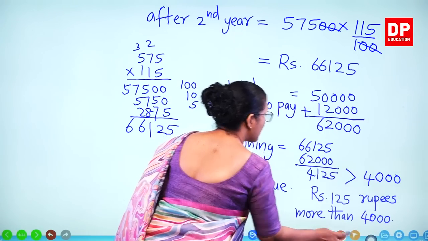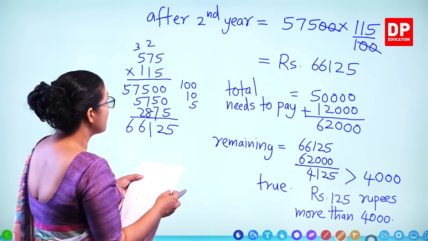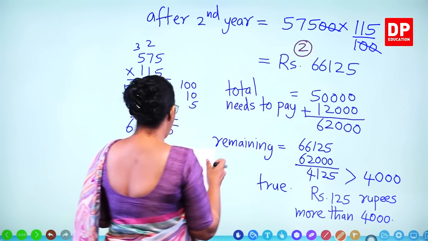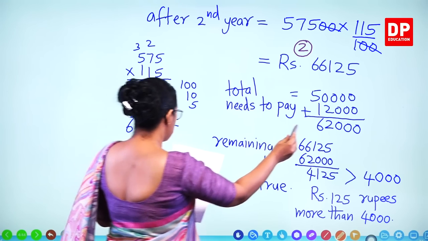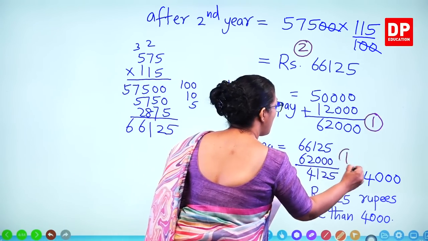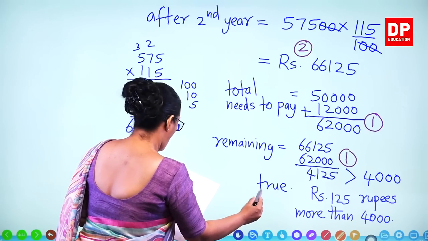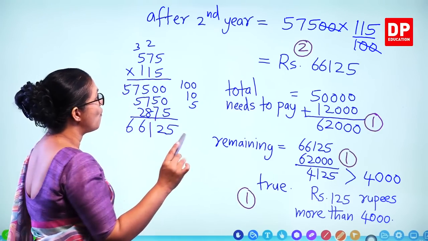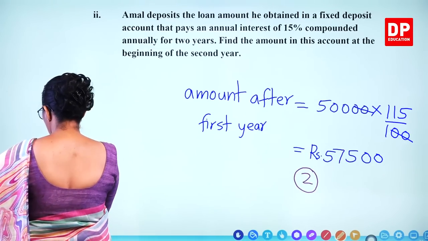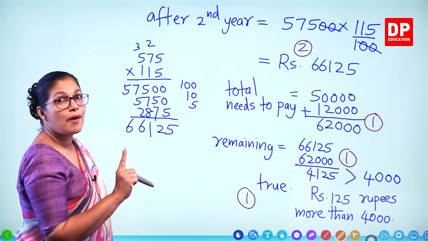Let's see how many marks we can give. So here, when you look at the marking scheme, finding this value after second year, you get 2 marks. And then finding the amount needs to pay, that's 62,000, just 1 mark. And subtraction, 1 mark. And writing down this statement, 1 mark. So let's see, 1, 2, 3, 4, 5. 5 marks for third part. Then 2, 7, and 3, 10 marks for that question. So 10 marks for the whole question.